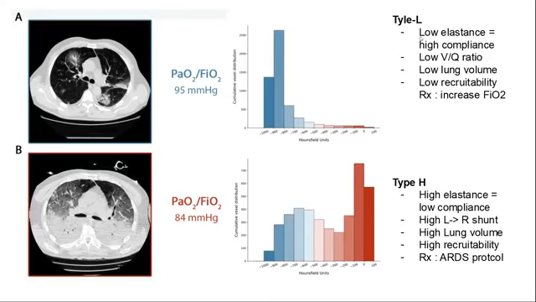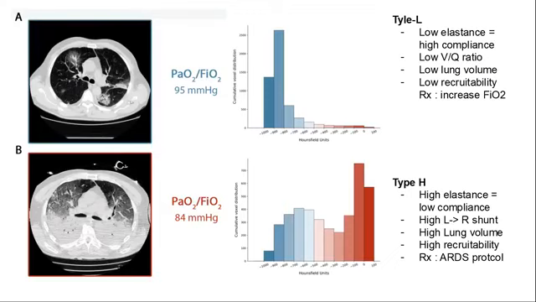In type L, there's low elastance. That means highly compliant lungs, but there's a problem with perfusion and ventilation. So there's some problem with the perfusion mechanism of the lungs. Whereas in this variety, there's high elastance. That means there's low compliance, and the patients are hypoxic because of shunting. And this is your peculiar ARDS patient.